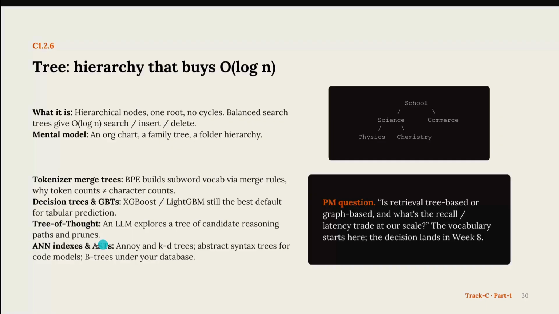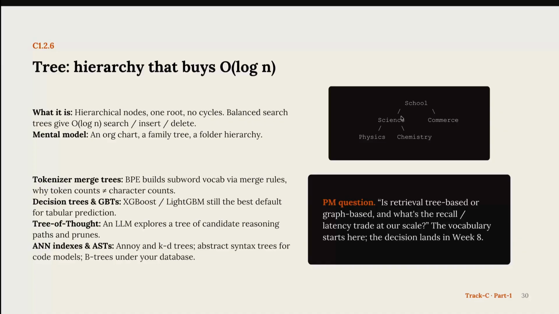So the PM question will be: if I had a tree-based retrieval implemented versus a graph-based retrieval, what will be my recall versus latency trade-off? The vocabulary starts here, and the decision lands in one of our future sessions. What we are asking is, if I implement this framework versus the other framework or data structure, what would be my recall versus latency? Because not everything can be achieved through the same algorithm. Some algorithms are good at one thing, and other algorithms are good at another thing.